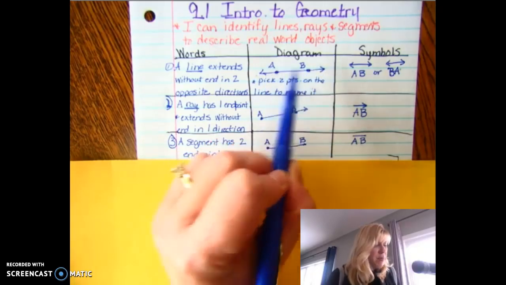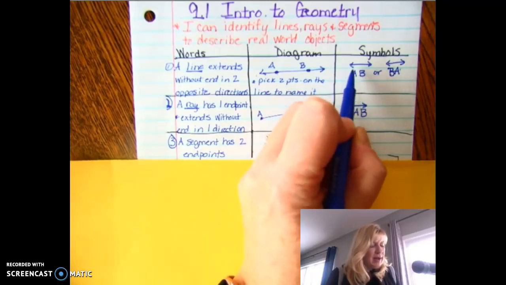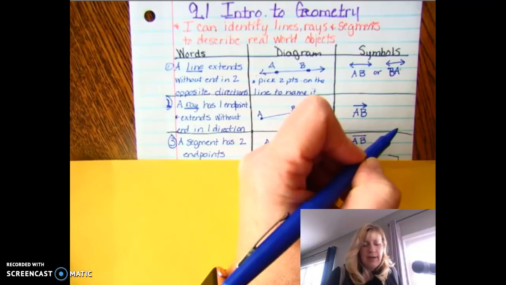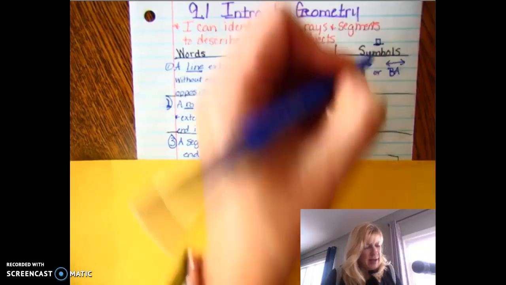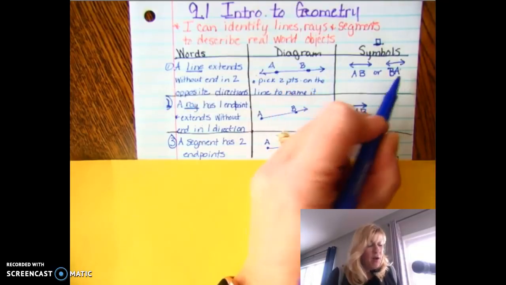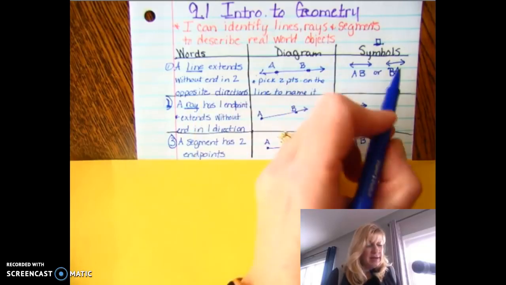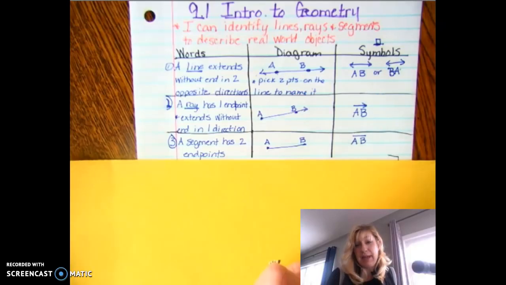Notice that there are 2 points that we have named on it, but when we write it, we give it a little hat. I'm going to draw a little hat up here because it's very important what kind of hat you put on. So it can either be named line AB, or it doesn't matter if you reverse it because it goes on in either direction, so it could be line BA.